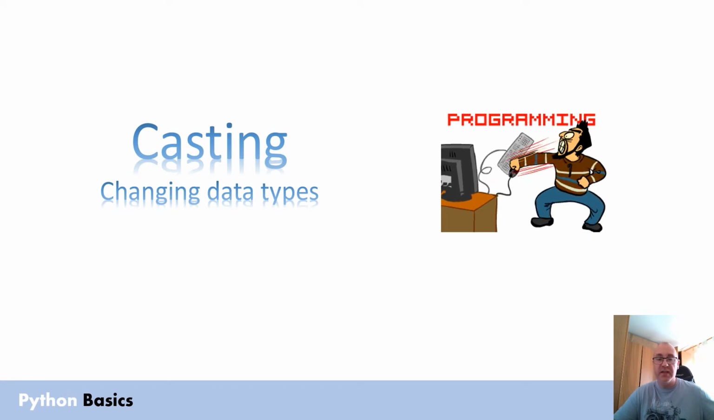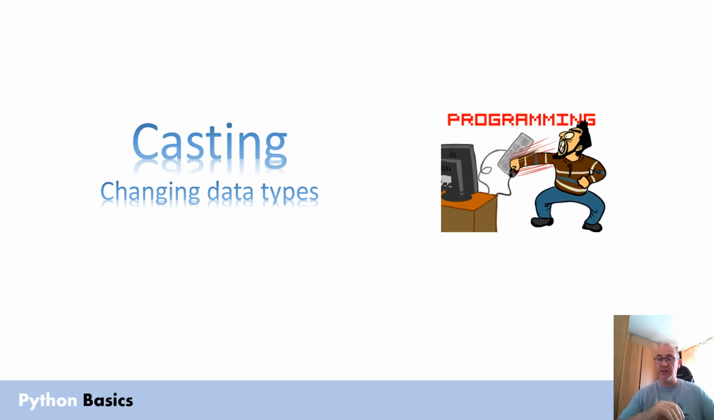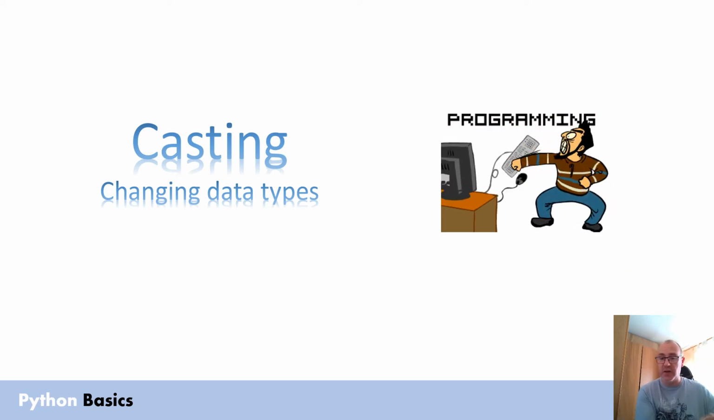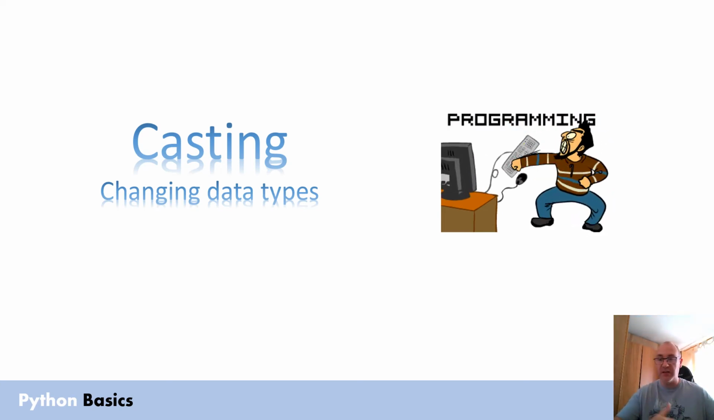Hi and welcome to this lesson on casting. Casting is the process of taking the data type of a variable and changing it into another data type. Now, this becomes incredibly useful as a programmer, and you tend to use it a lot.